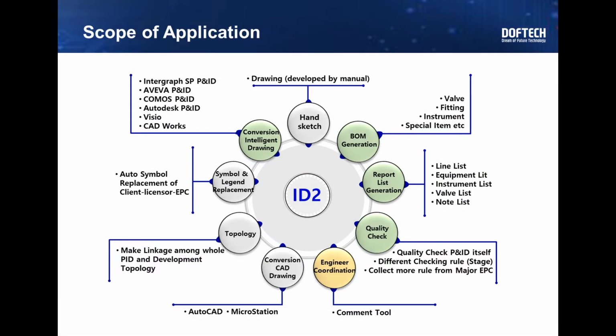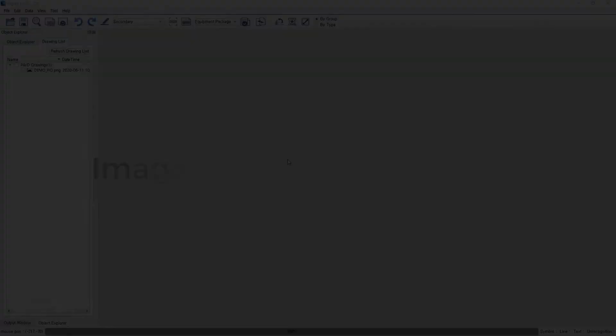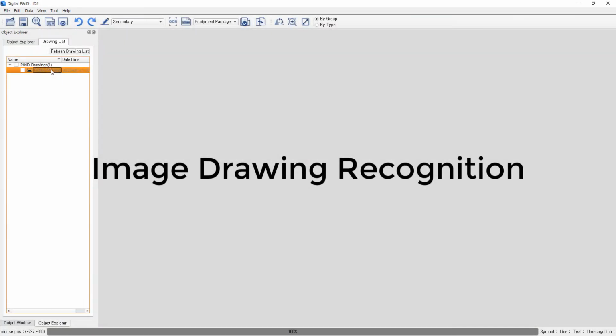ID2 can be used not only to convert data from global vendors to P&ID, but also to generate POMs, generate engineering reports, check P&ID's own quality, and check quality between 3D model data and P&ID design information through the generated digital design information. I'll show you ID2 operation.